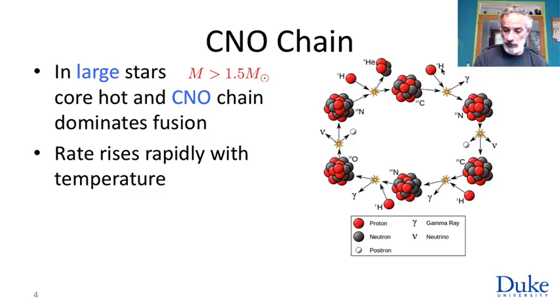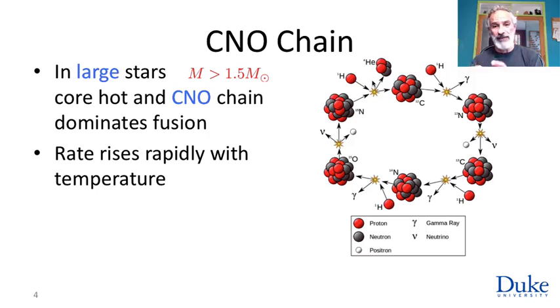So the net result is 1, 2, 3, 4 protons go in, 2 weak decays take place, and a helium atom is spat out. The carbon is recycled in this process, so it's not being fused into anything. But at higher temperature, this process goes much faster than the PP chain.